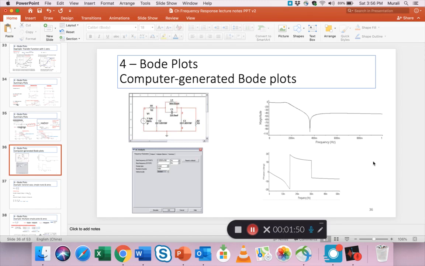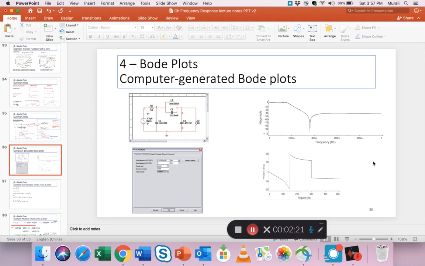Okay, so on this slide I just wanted to point out that the whole world of engineering relies on computer software to do this kind of work, no doubt. In fact, in lab 4 you will have an opportunity to do Bode plots using, I think, MATLAB and Multisim, or one or the other or both.